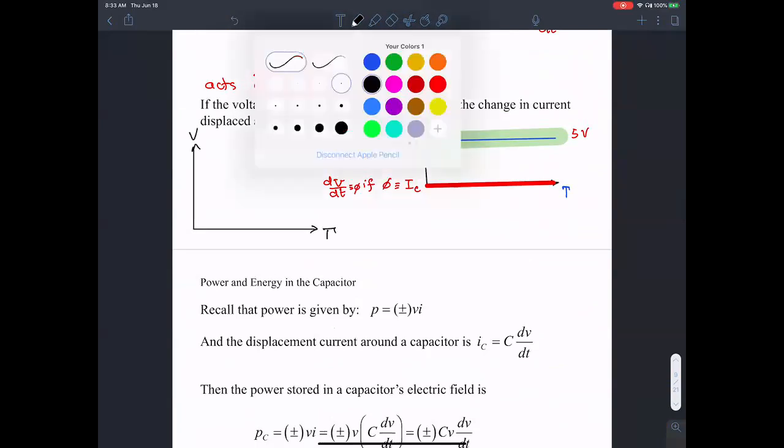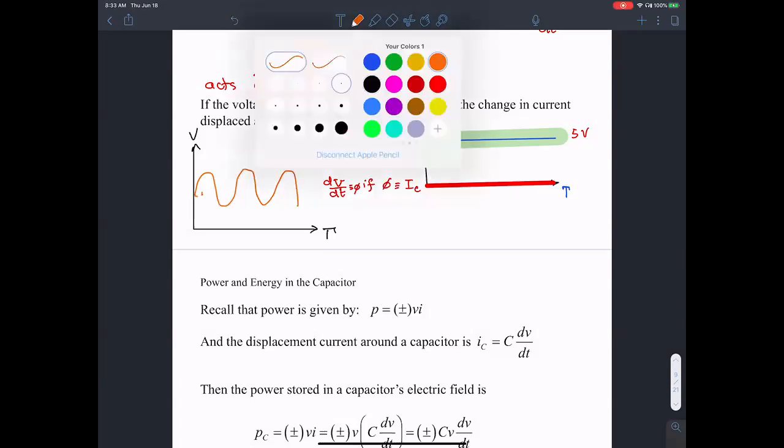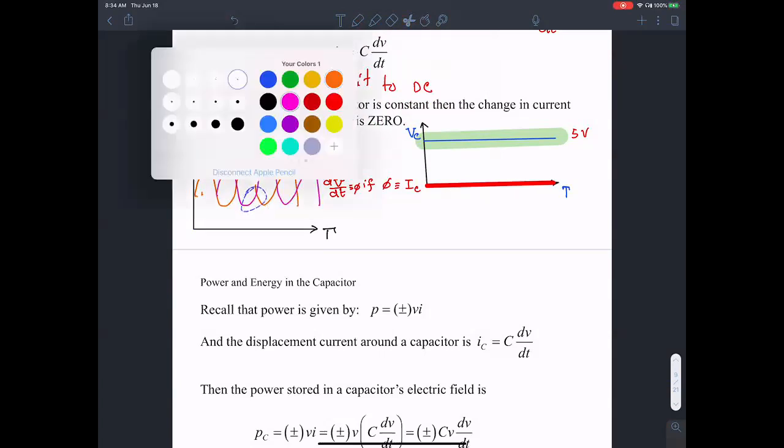If the voltage is a sinusoid, then the current in response to this voltage, if this is a sine, the derivative of sine is cosine, right? The derivative of sine is cosine, which is going to appear like that. So let's style that to be this one, maybe this one.